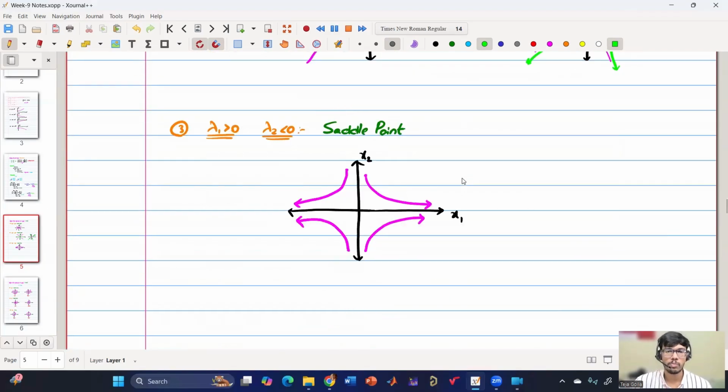If one of them is positive and the other one is negative, then it is called a saddle point. The stable one, x1 or x2, whichever is stable, will try to take it to the origin, and the other one will try to take it to infinity. So that's why it looks something like this.